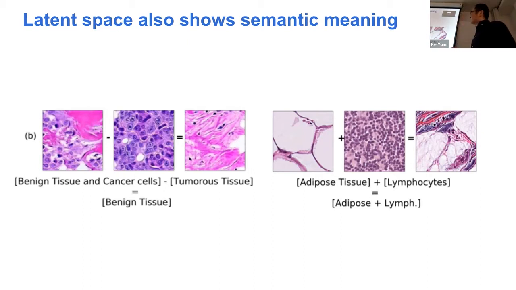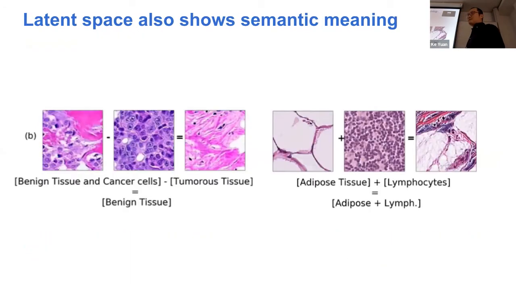This one we see in the breast cancer data set, and we observe a similar thing in the colon, where in this example you add adipose tissue plus lymphocytes, and then you end up with something. I doubt this is actually real, that you would be able to see in real images, but nevertheless, what you get is a combination of adipose-like structure with some lymphocyte-looking dots in it. So we think that the latent space seems to be interesting.